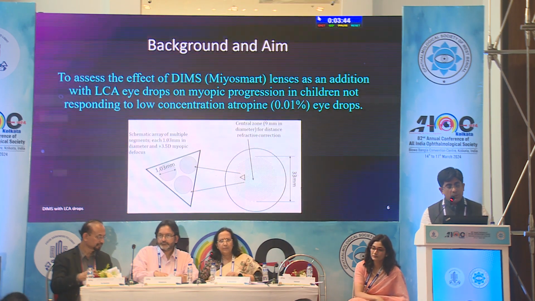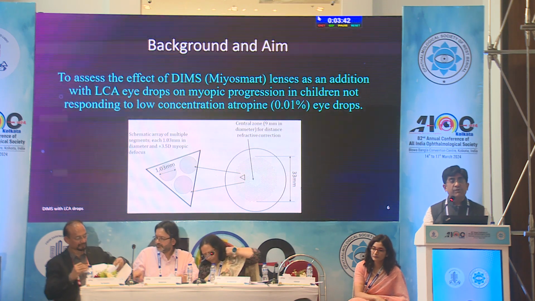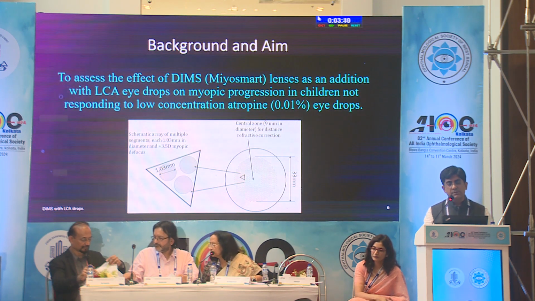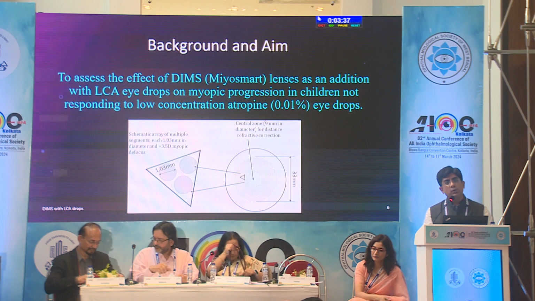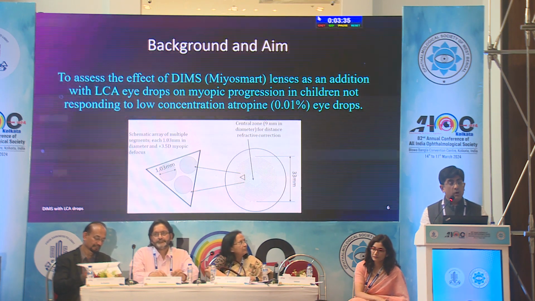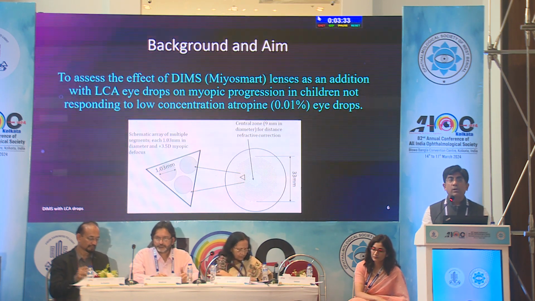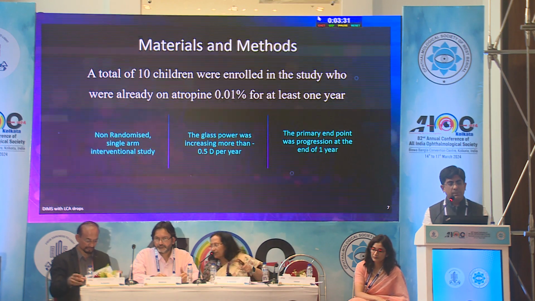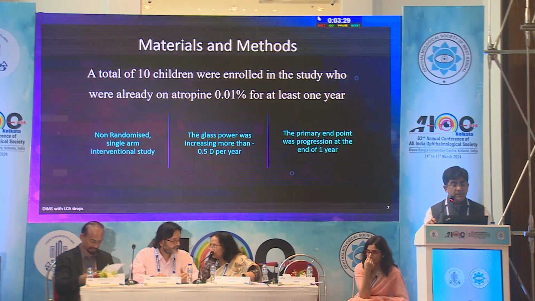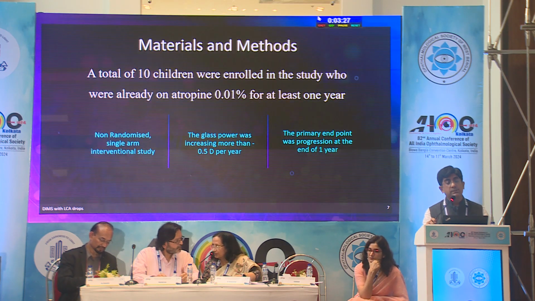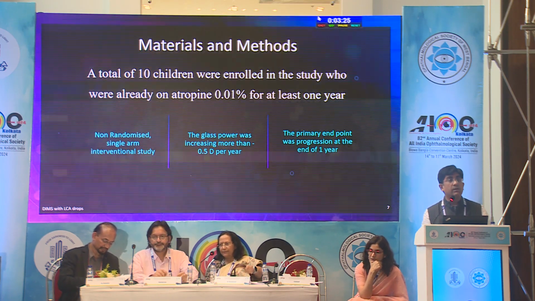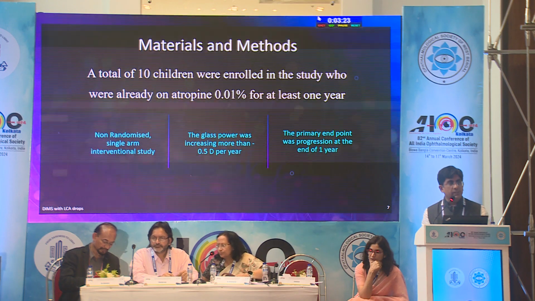Now with this background, we decided to study the effect of MyoSmart or DIMS lenses as an addition to low concentration atropine eye drops on myopic progression in children who are not responding to low concentration atropine eye drops. We had around 10 children who were non-responders. They were enrolled in the study, who were already on atropine and were asked to continue atropine.